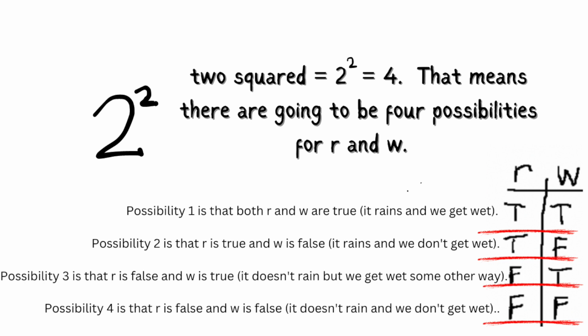So imagine the sentence, if it rains, then we get wet. The first possibility is that it rains and we get wet. The second possibility is that it's true it rains, but false we get wet. The third possibility is it's false it rains, but true we get wet some other way. And the last possibility is that it's false it rains and it's false we get wet.